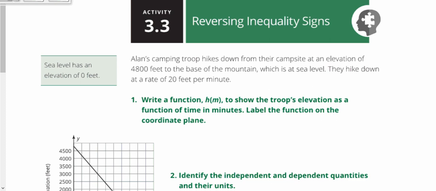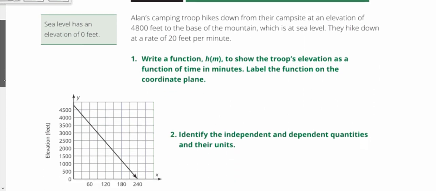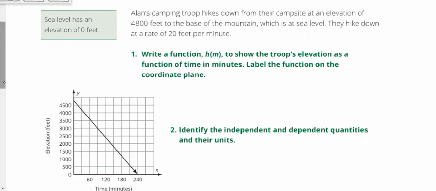This little example here kind of shows a little bit more as to why it works. So we're going to run through this one real quick. We now have the camping troop. They're hiking down from a campsite at an elevation of 4,800 feet to the base of the mountain, which is at sea level, and sea level is at 0 feet. They hike down at a rate of 20 feet per minute. So notice down is an important thing.